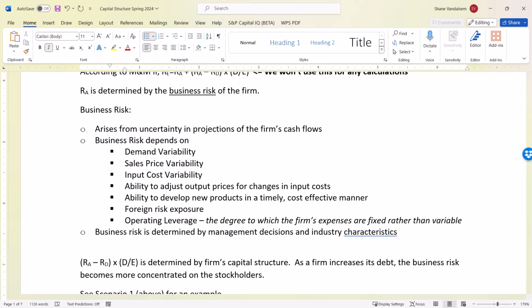So if a firm has a lot of fixed expenses, it creates an increase in the level of risk that the firm has, because in order to stay in operation, the firm has to generate enough sales and enough operating profit to pay those fixed expenses. With variable expenses, the firm can adjust its level of expenses with its level of output.